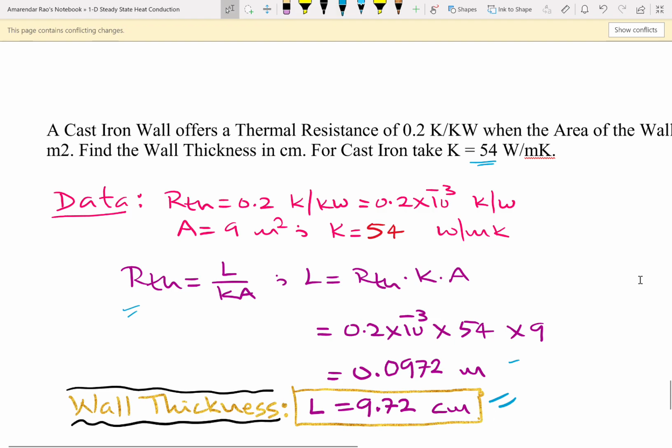So these are some very simple, ordinary problems which may be useful to score a mark or a couple of marks. With this, we have completed plane walls, and next session we will have a look at one-dimensional steady-state heat conduction in hollow cylinders, followed by hollow spheres.